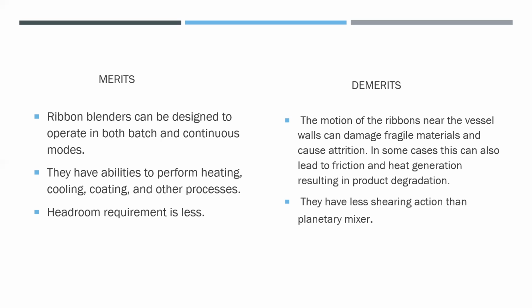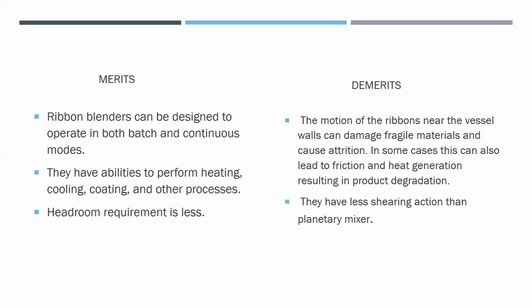समजा जर fragile material असेल it will be damaged. समजा जर wall nearer to the wall समजा असेल दोन in between the wall and this blade त्याच्यामुळे काय ते fragile material काय होतं डॅमेज होतं which causes attrition forces, and in some cases there is friction of the material, which produces heat, and generation of the heat will cause product degradation.